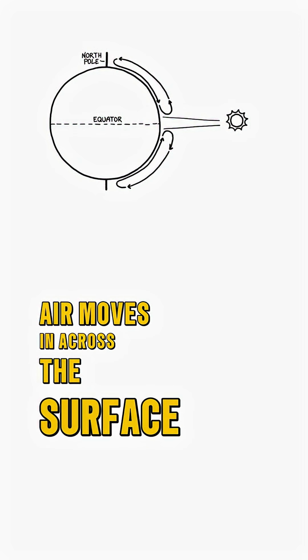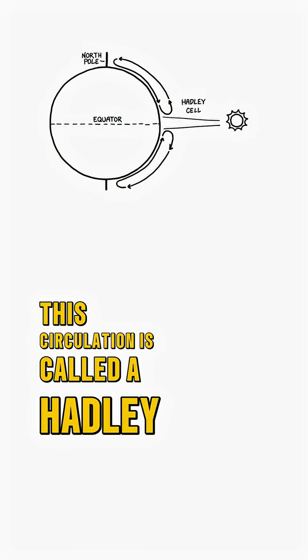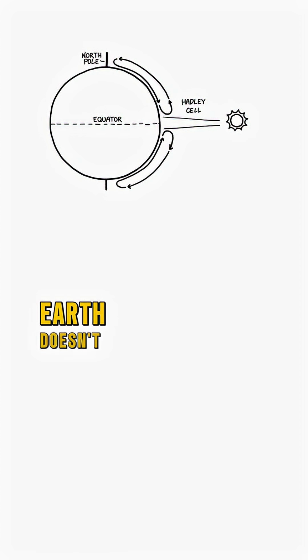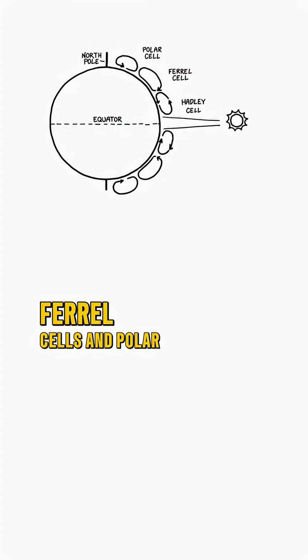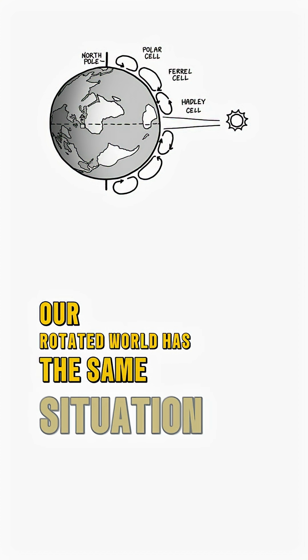Air moves in across the surface toward the equator. This circulation is called a Hadley cell. For various complicated reasons, Earth doesn't have just a single atmospheric cell in each hemisphere, we actually have 3: Hadley cells, Ferrel cells, and polar cells. Let's assume our rotated world has the same situation going on.